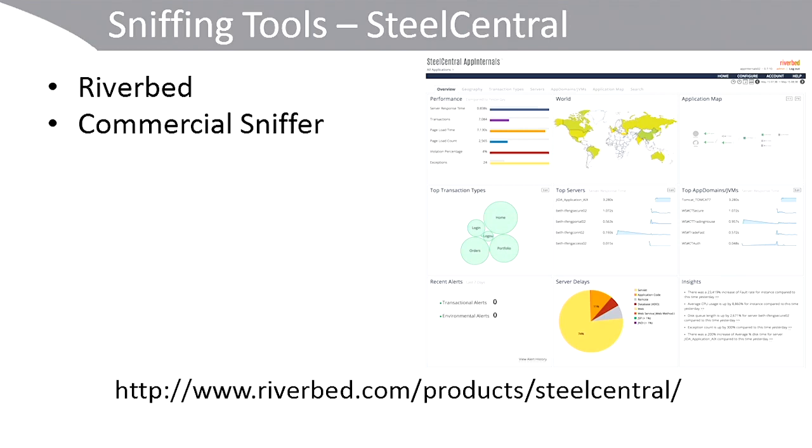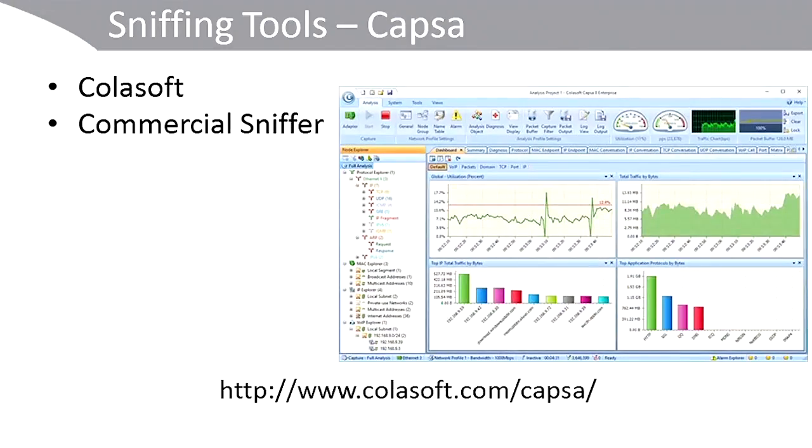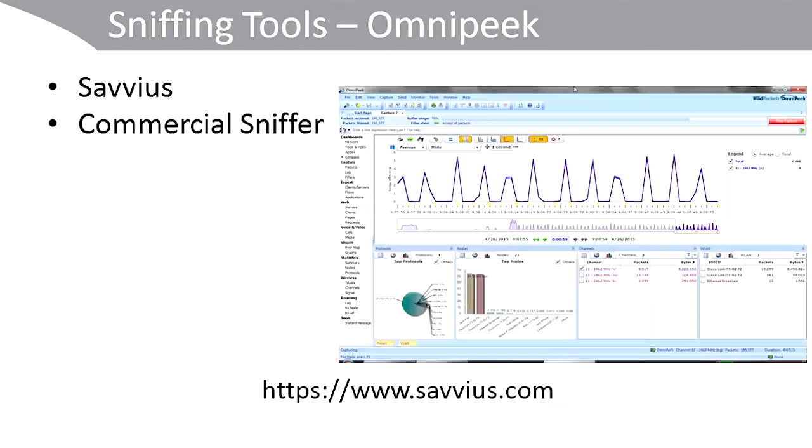Riverbed SteelCentral is a commercial option for sniffing, and it provides charts. It'll do geolocation of IP addresses, as well as show you which applications are using the most bandwidth. You can get more information at riverbed.com. Another option is Capsa from Colasoft, very similar to Riverbed SteelCentral. It provides charts and graphs. It'll break it down by protocols so you can see what's going on in your network, provided you actually have access to that network.